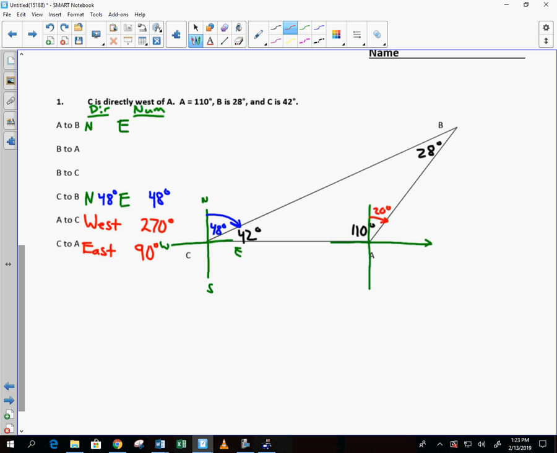Noah, we good? Okay. So again, we were at 0 and we turned 20, so therefore we are at 20 degrees for a numerical bearing.